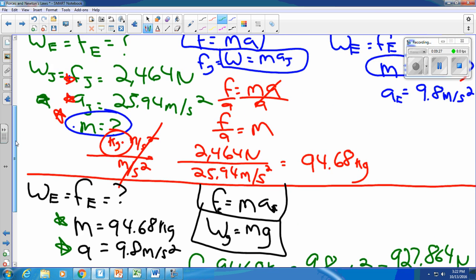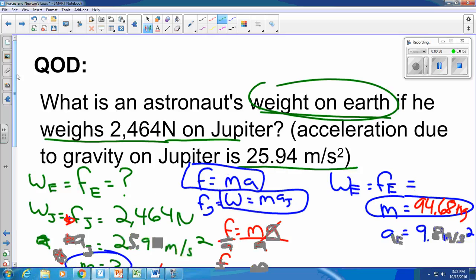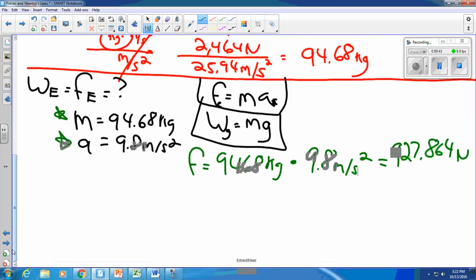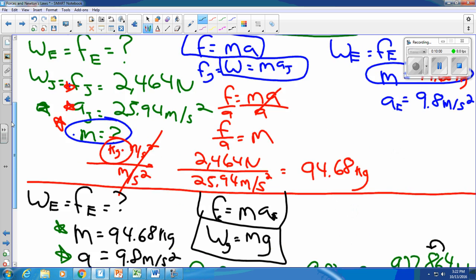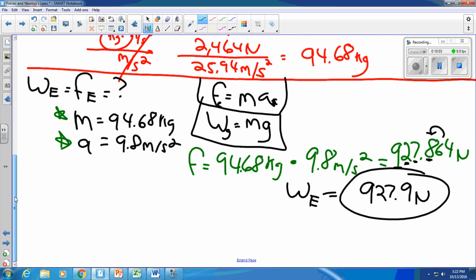To end this problem, I need to look up and say, well, how many sig figs was I given? I was given 1, 2, 3, 4. So my answer could have 4 sig figs. So if I do that, that's 1, 2, 3, 4. So that 6 is going to round it up. It should be 927.9 newtons is how much I weigh on Earth, or this individual weighs, the astronaut weighs on Earth, 927.9 newtons.